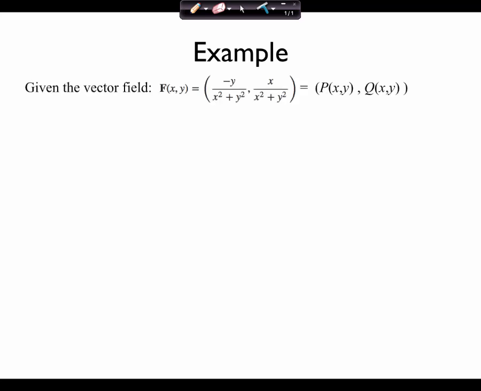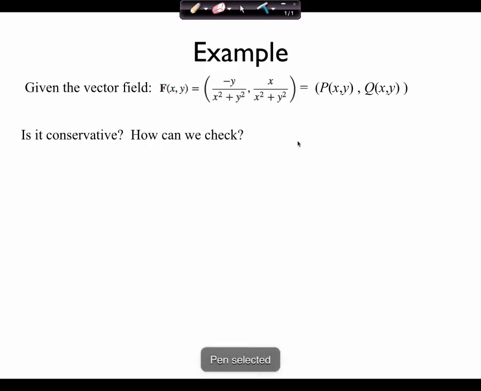So we'll just read that. It says, given the vector field negative y over x squared plus y squared and x over x squared plus y squared are our P and Q. So first of all, is this vector field conservative? So it's negative y over x squared plus y squared, and x over x squared plus y squared, and that's our P and Q.